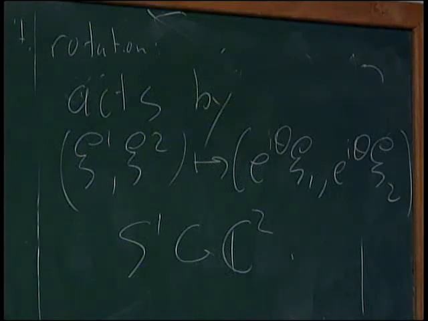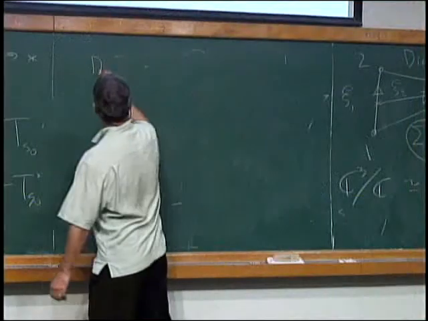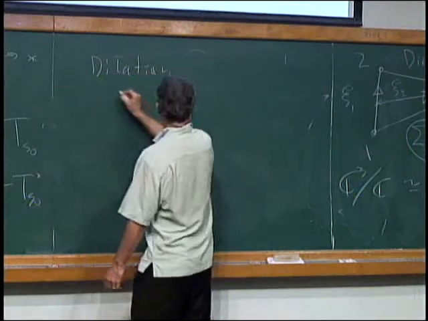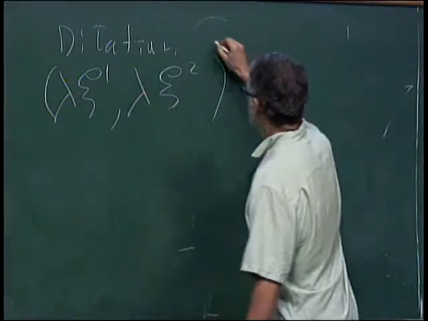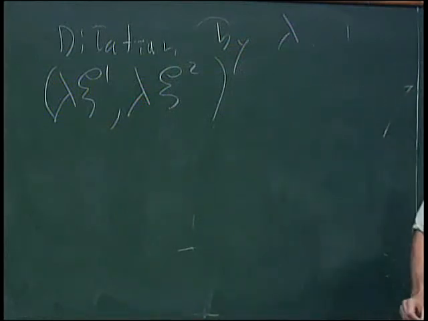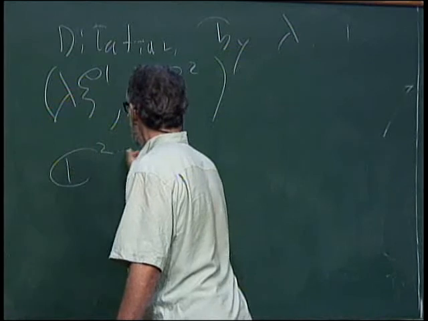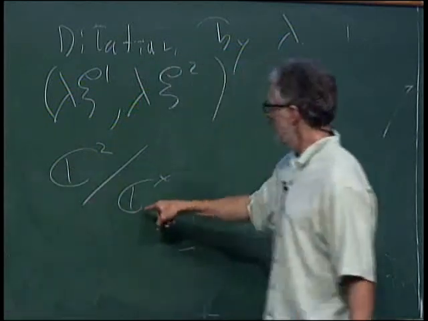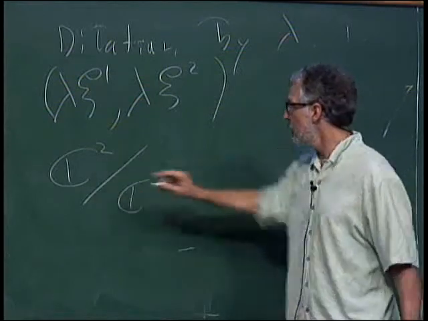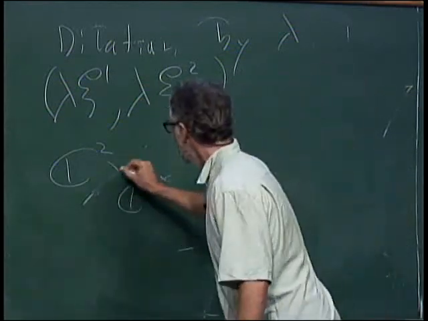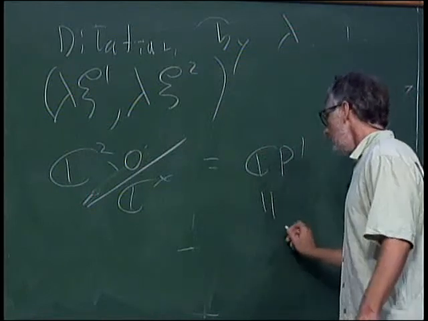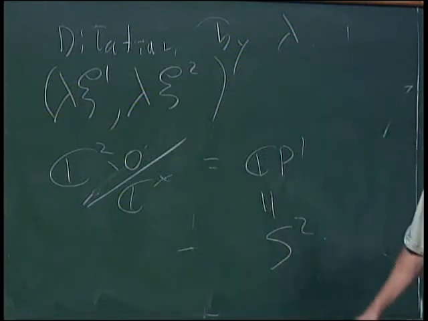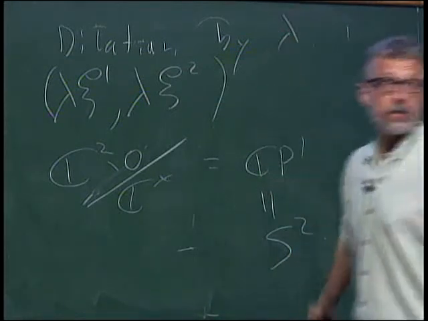If I divide by dilation, to dilate the triangle, I just multiply by a real number, huh? That would be dilation by a real factor lambda. So what we'd like to do is C2 mod C star. That's dilations and rotations. This doesn't work. Oops, that doesn't work. You'd get a bad quotient. But if you subtract out 0, it works great. And that's CP1, which you may also think of as the S2 of Hopf. And this I call the shape sphere. So that's the shape sphere.